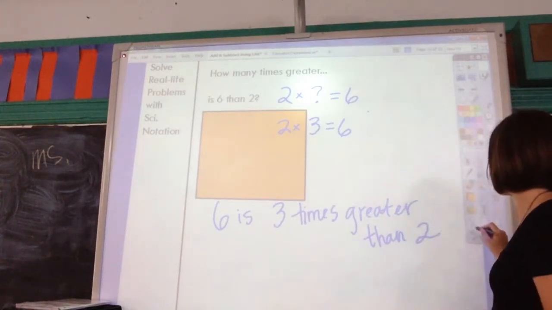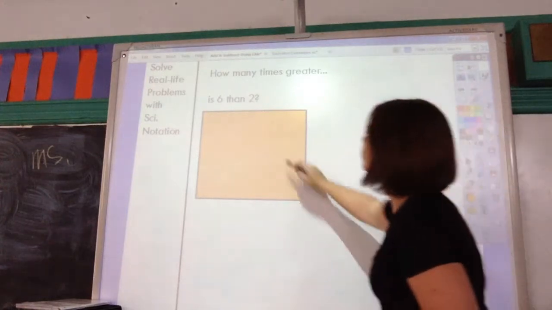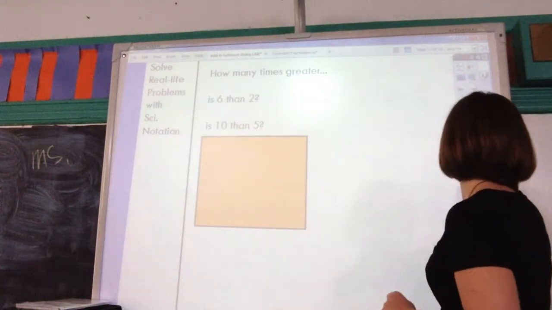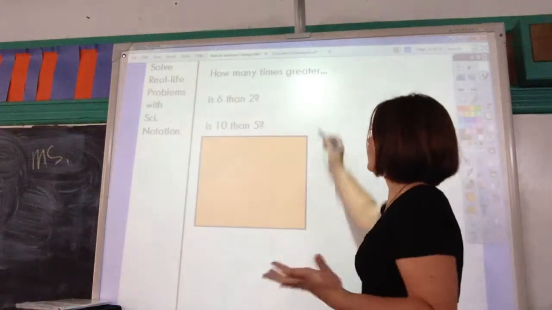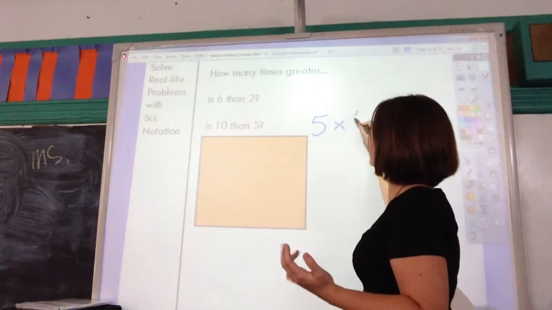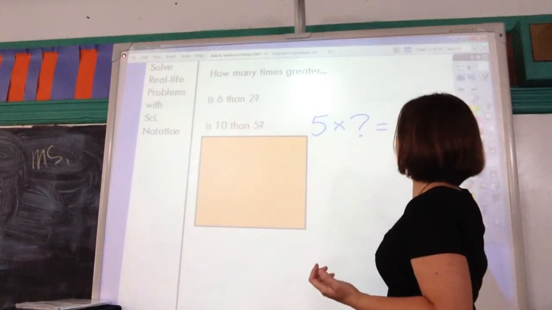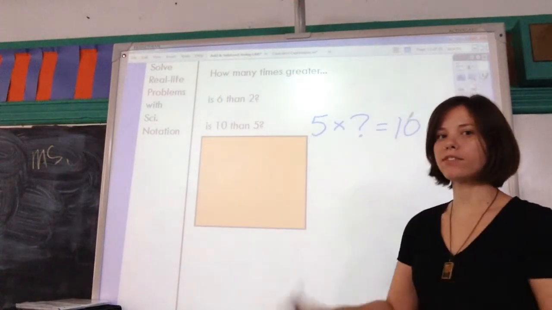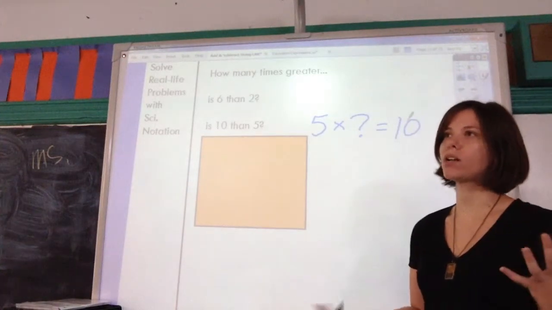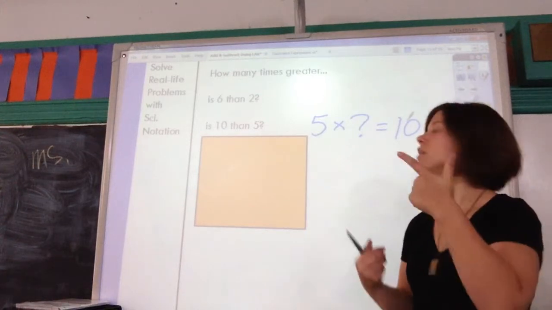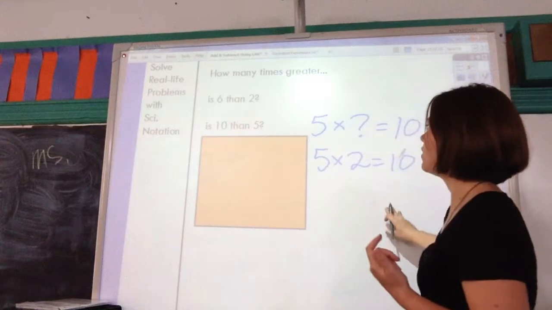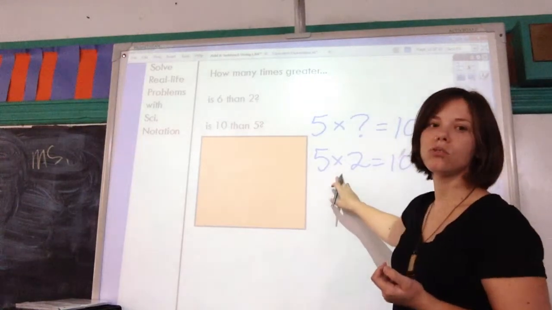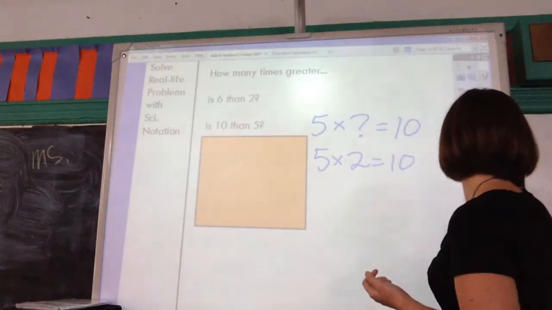Let's do another one. How many times greater is 10 than 5? Well, that's like asking 5 times what gives me 10? Well, count by 5s. 5, 10. That's 2. 5 times 2 equals 10. So 10 is 2 times greater than 5.